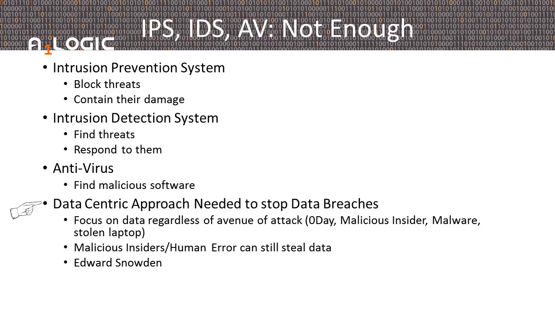But what's the point of all these products if the human malicious insider or even human errors can still cause data to be breached? A classic example is Edward Snowden at the National Security Agency. NSA probably had a lot of high-end technology to detect malware and stop zero-day exploits, but what about Edward Snowden? It was a very low-tech attack. He just took the data, copied it, and walked out with it. If NSA was using a data-centric approach, they would have been able to stop Edward Snowden.